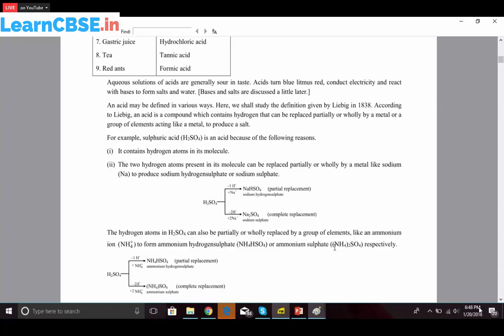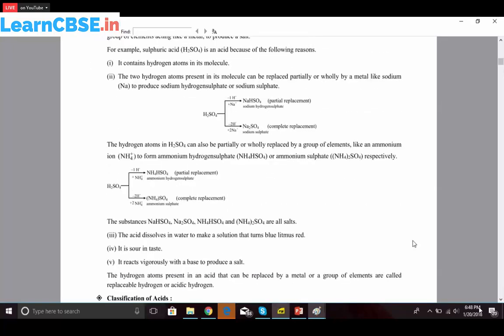So this is ammonium sulfate, respectively. Here is the equation H2SO4. Now we are replacing one hydrogen, one H+, with one ammonium ion. So it forms NH4HSO4. This we call partial replacement: ammonium hydrogen sulfate.